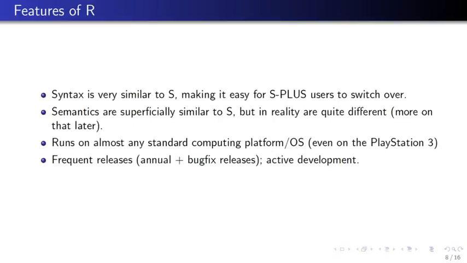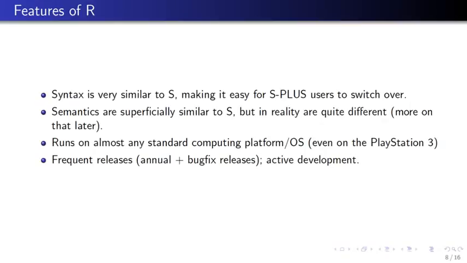So some of the features of R, the first one, which was important back in the old days when people were still using S-PLUS, is that the syntax is very similar to S, which made it easy for S-PLUS users to switch over. This feature isn't quite so relevant today, where most people generally go to R directly. The semantics are superficially similar to S in that it looks like S, but in reality are quite different, so we'll talk more about this in a future lecture.